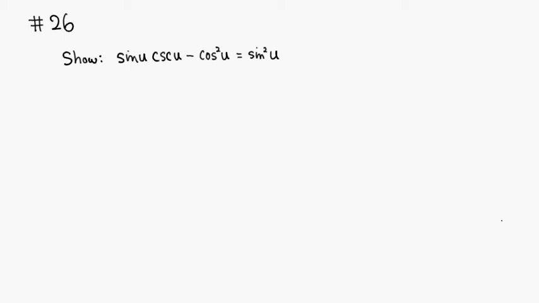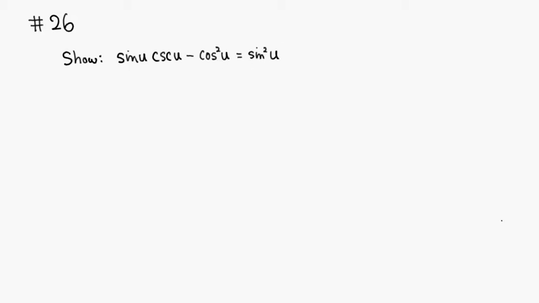All right, let's look at this problem number 26. We want to show this trig identity: sine of u times cosecant of u minus cosine squared of u is equal to sine squared of u.